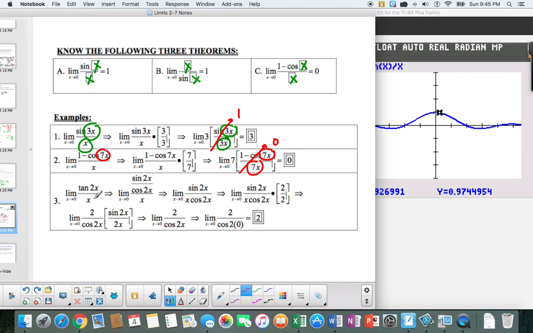Now with tangent of 2x over x, I'm going to change the tangent to sine over cosine. So I have this sine over cosine like this. And I know that this argument and this argument have to be the same, so I'll multiply the top and bottom by 2. And when I multiply the top and bottom by 2, I'm going to have this argument now, 2x and 2x, so this whole thing goes to 1. And when I substitute in here, this cosine is going to be cosine of 0, which is 1, and then the answer will be equal to 2.